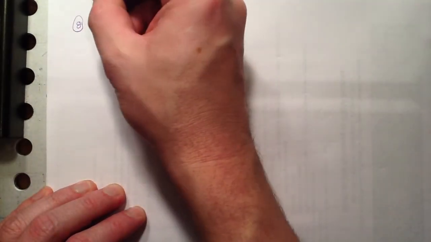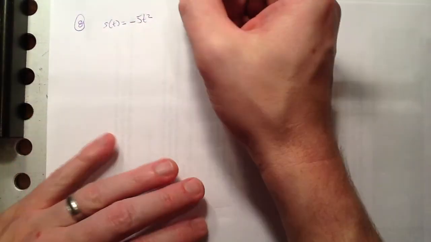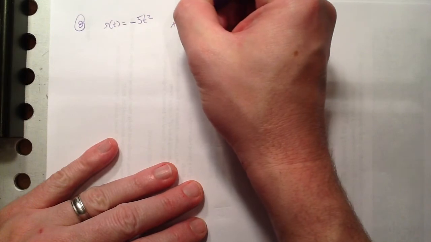And number 8, we've got another position function. Position is negative 5t squared. Then the average velocity from 0 to 3. Average velocity. Average. That means we're actually finding slope using 2 points.